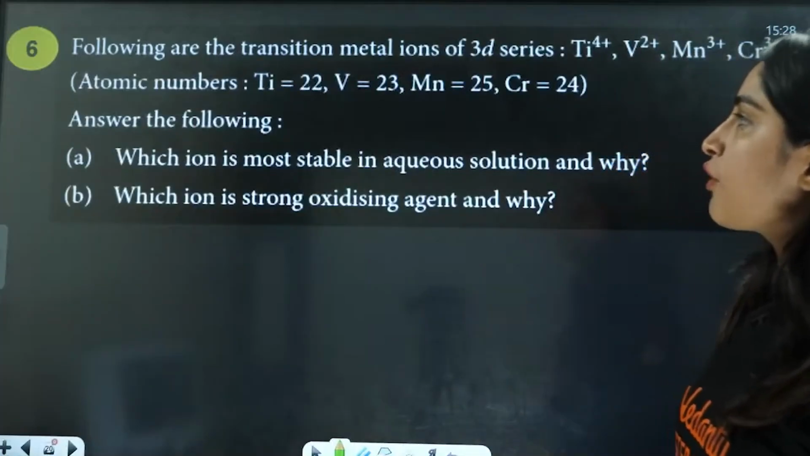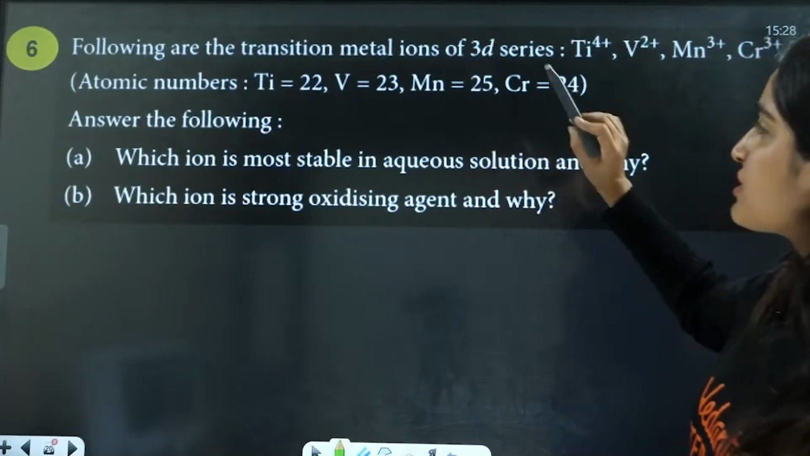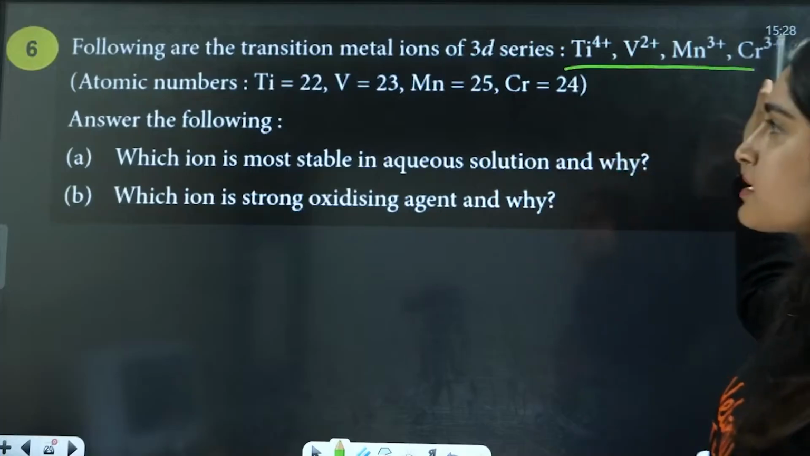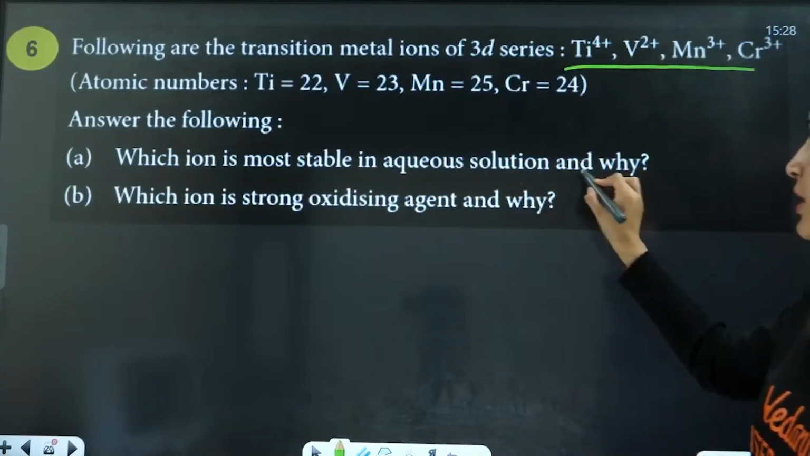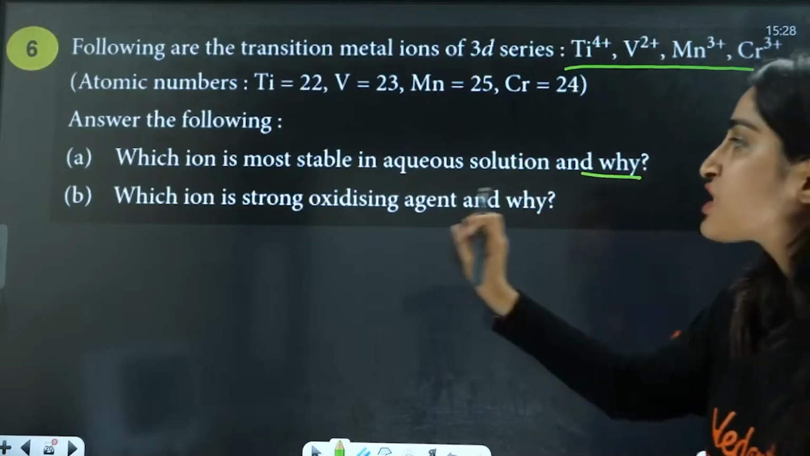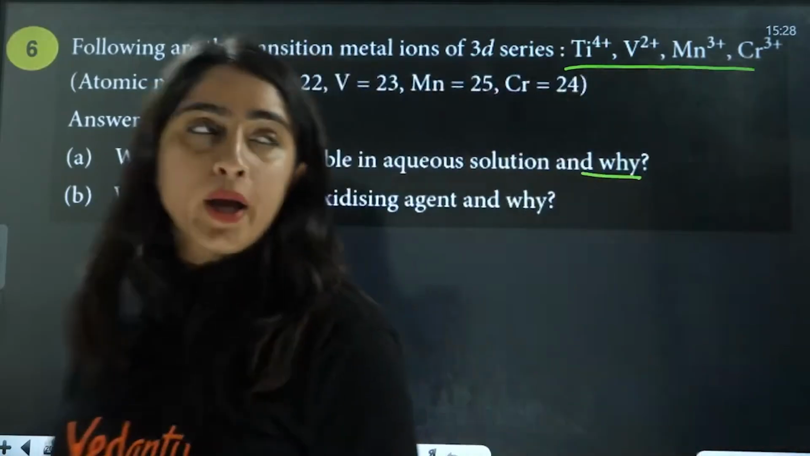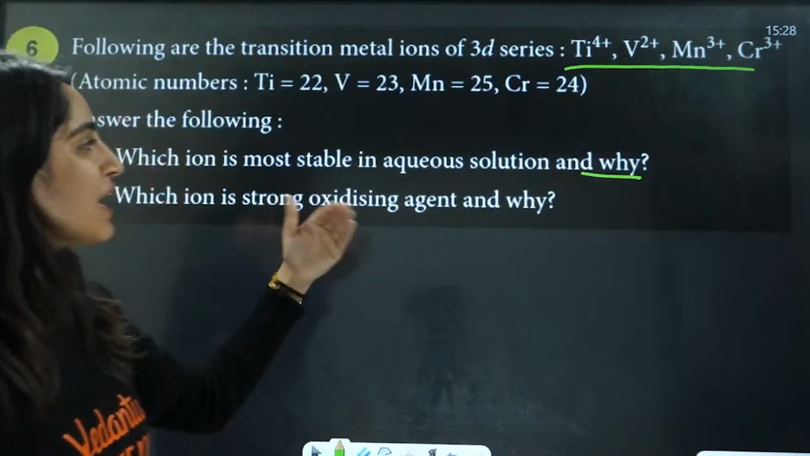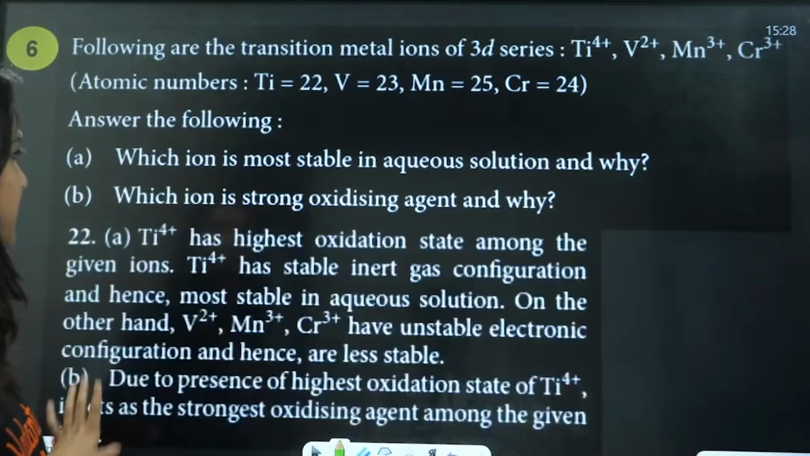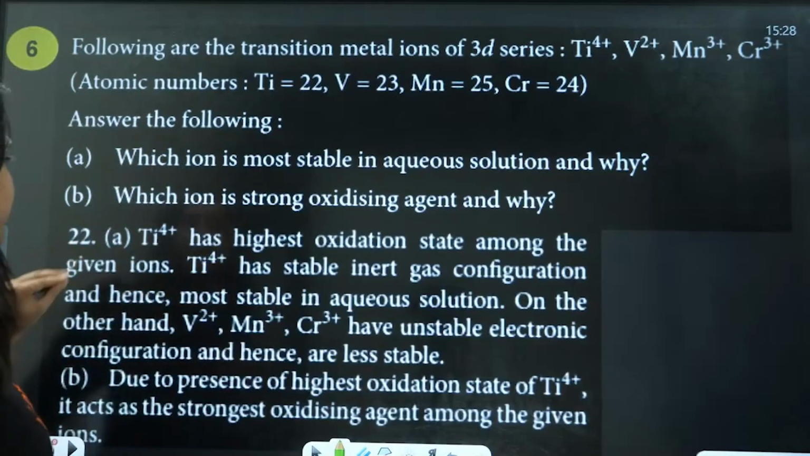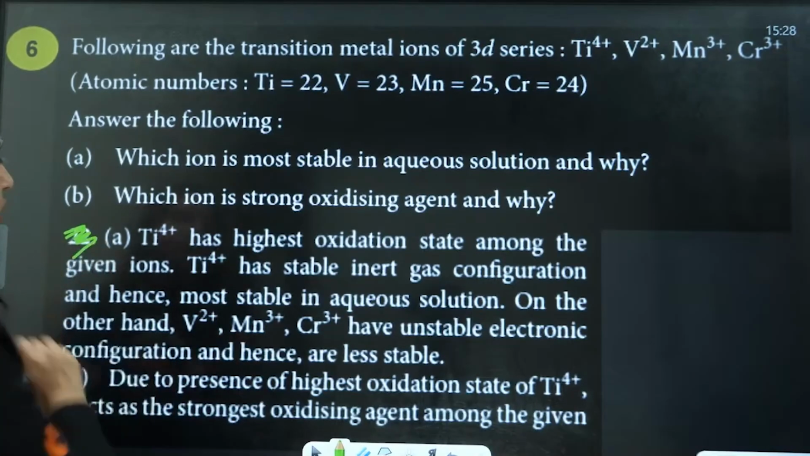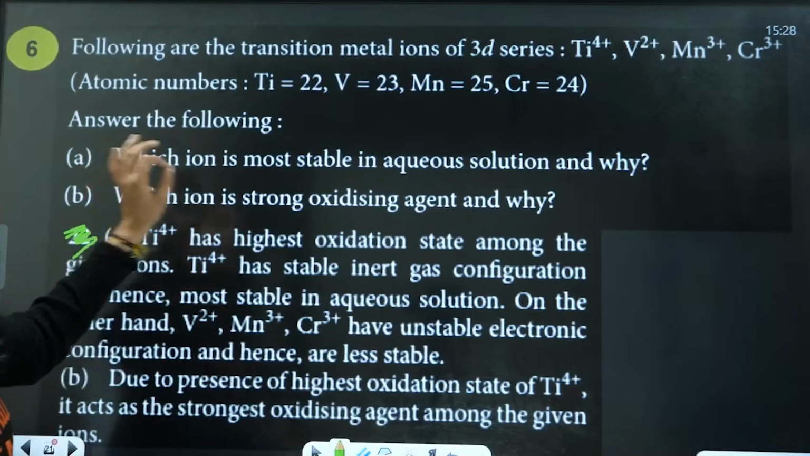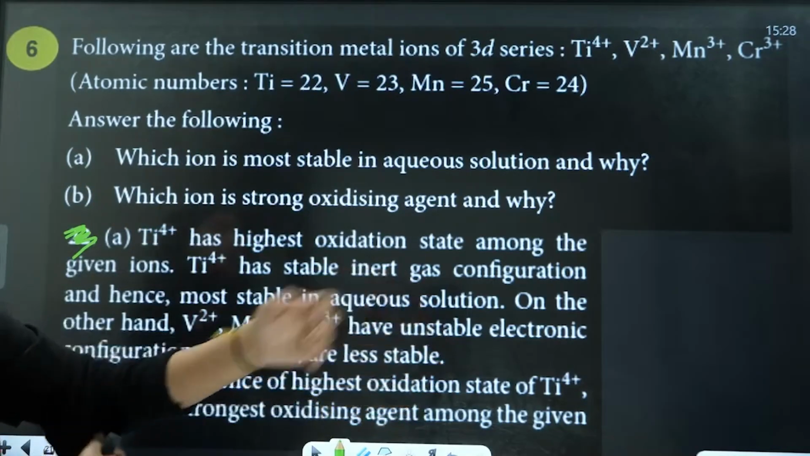Next question is, following are the transition metal ions of 3d series. Which ion is more stable in aqueous solution and why? Which ion is a strong oxidizing agent and why? Okay, so now let us see which ion is more stable in the aqueous medium. We are going to look at the electronic configuration here. Everyone, which ion is more stable in the aqueous solution?